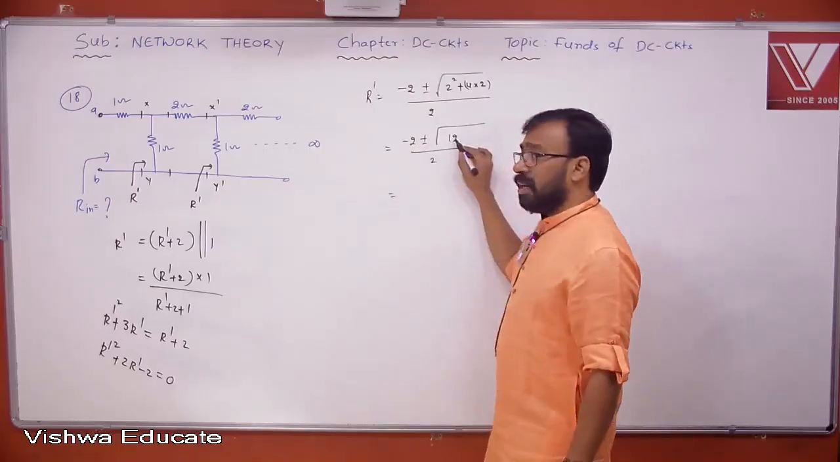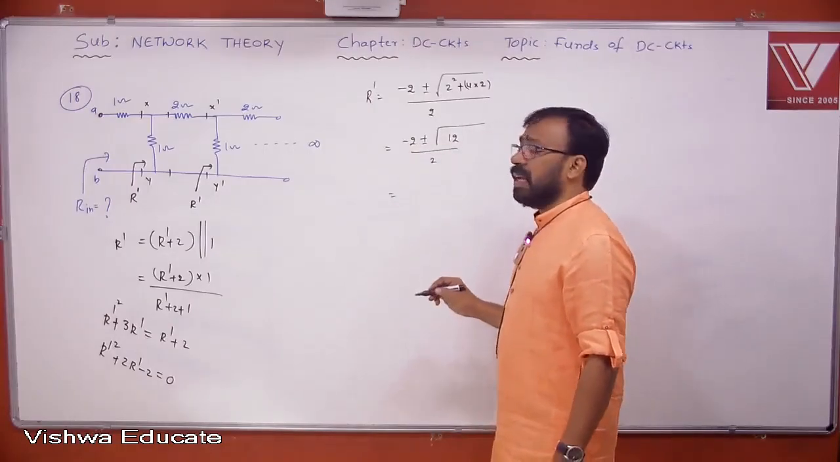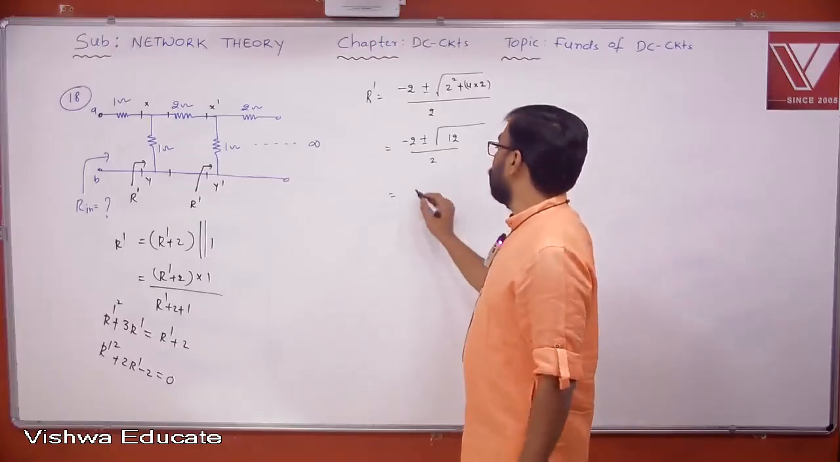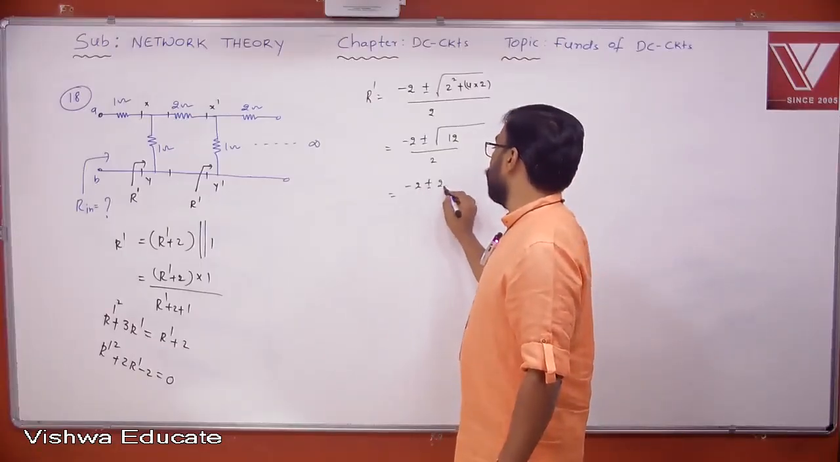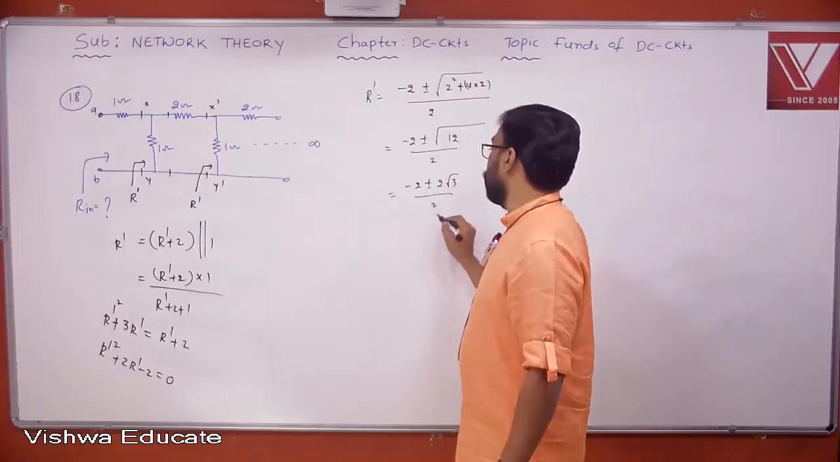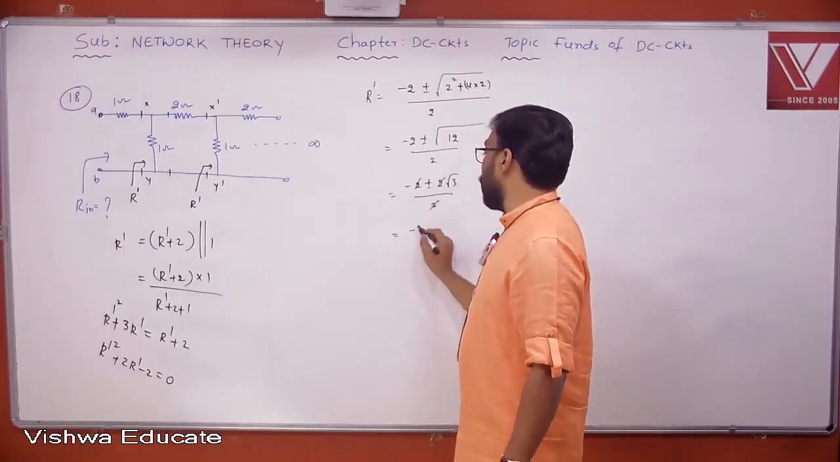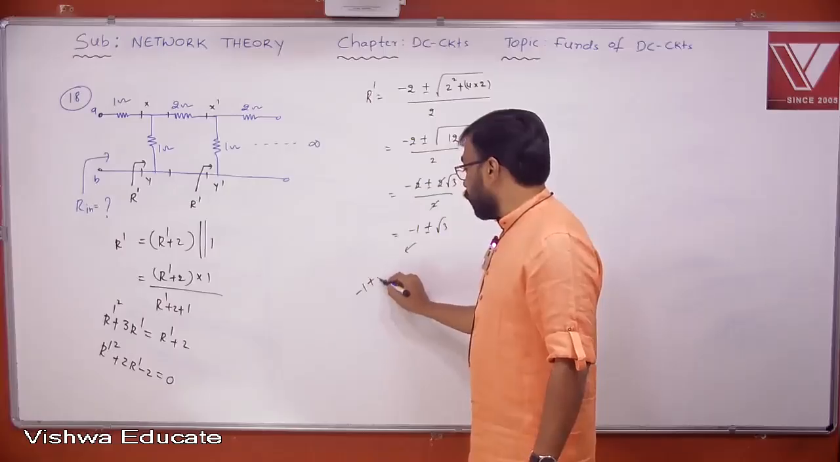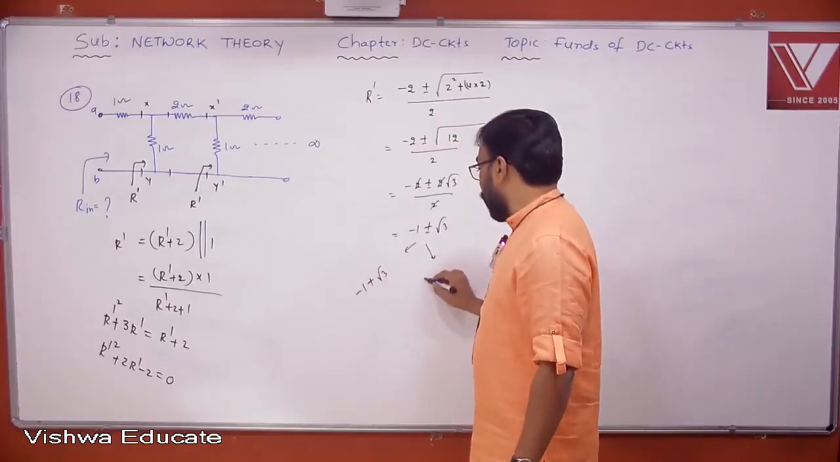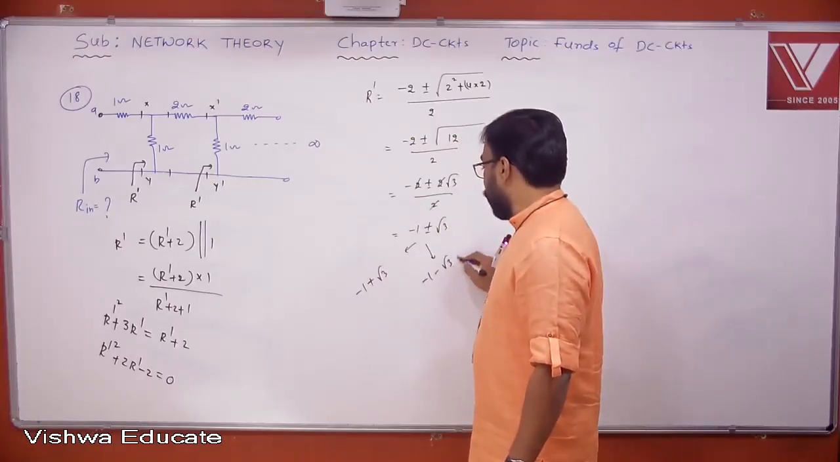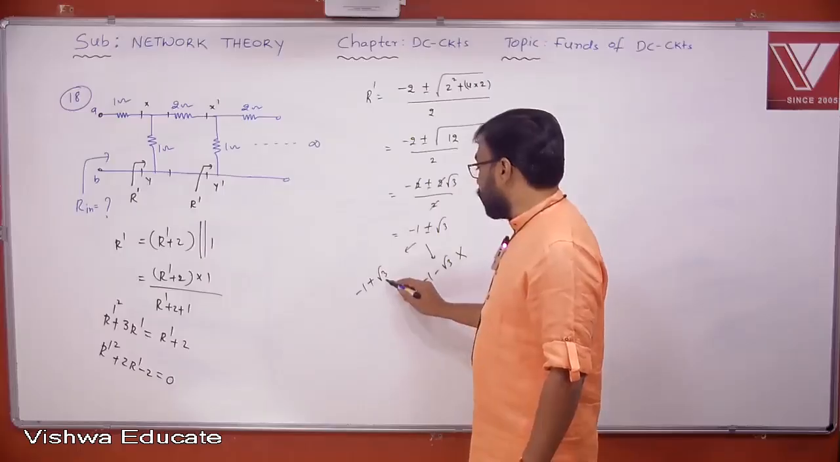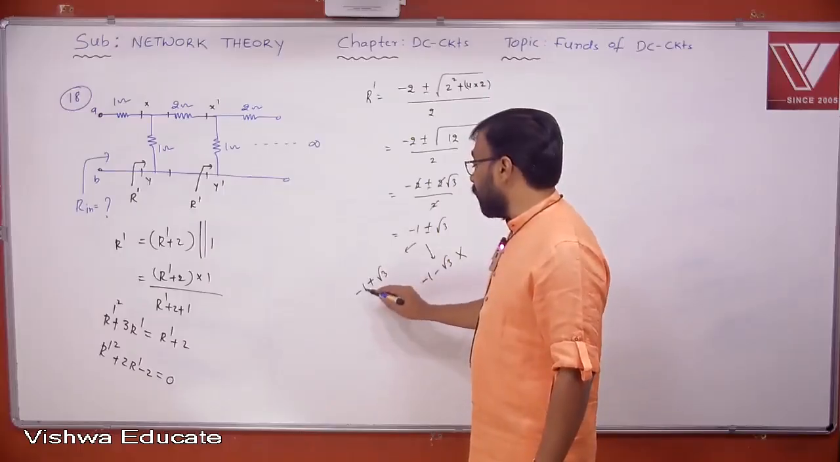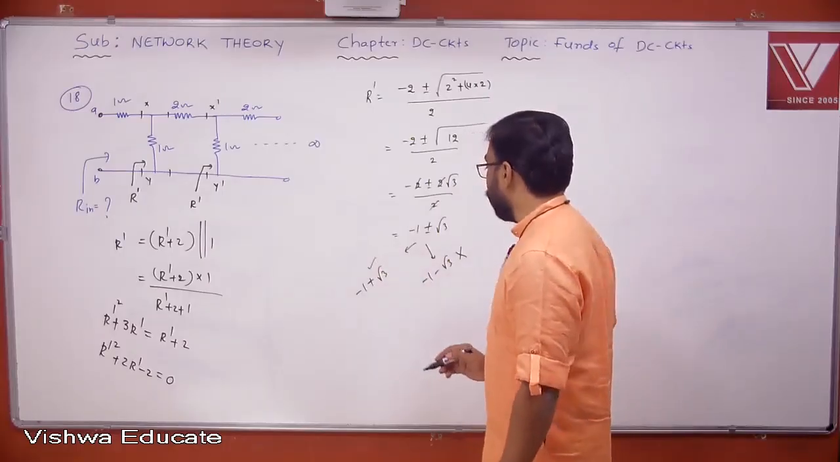4 into 3 you can write, that 4 if you take it outside you are getting 2. That's minus 2 plus or minus 2 root 3 by 2. So 2 gets cancelled and you get minus 1 plus or minus root 3. In this, minus 1 plus root 3 and minus 1 minus root 3. The latter is definitely not a feasible value. This is a positive value because root 3 is greater than 1.